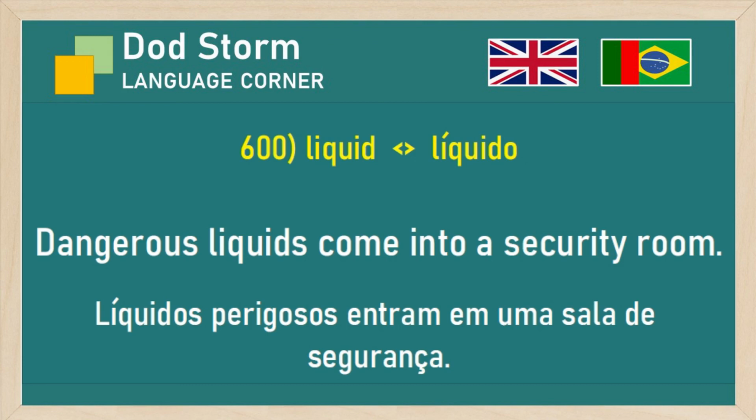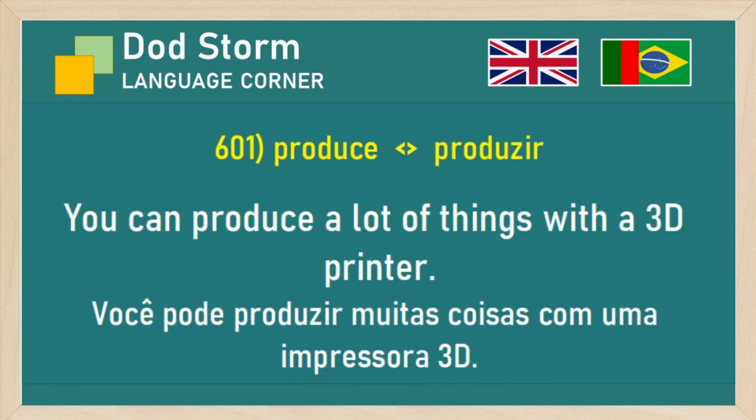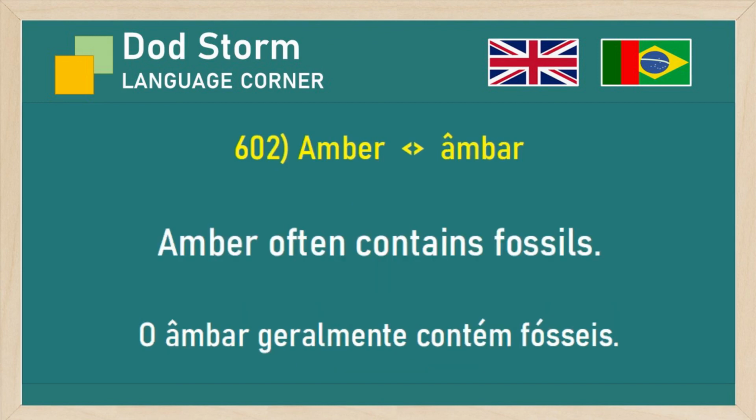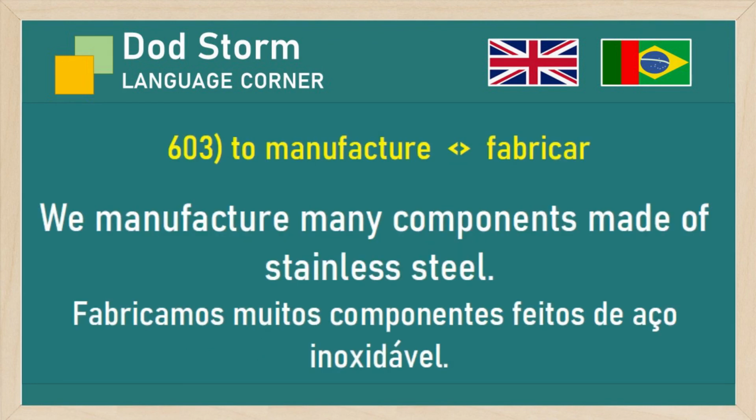Dangerous liquids come into a security room. You can produce a lot of things with a 3D printer. Amber often contains fossils. We manufacture many components made of stainless steel.